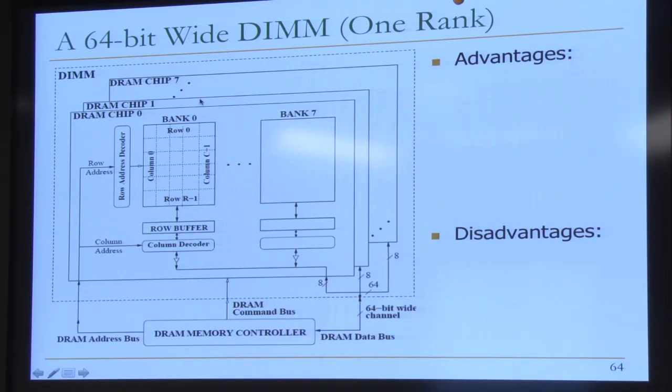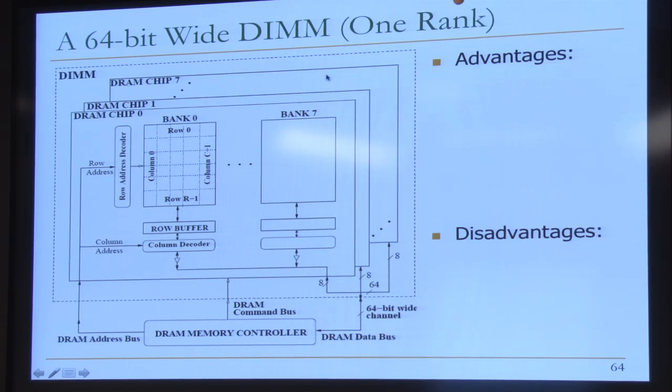So this is another look at the DIMM. Basically, this is the internal look. You have 8 chips over here. Each chip, if you go inside it, has 8 of these banks. So bank 0 is really partitioned across 8 chips.